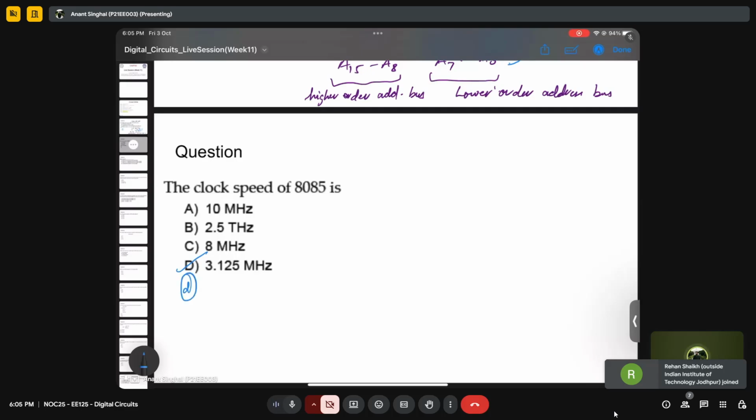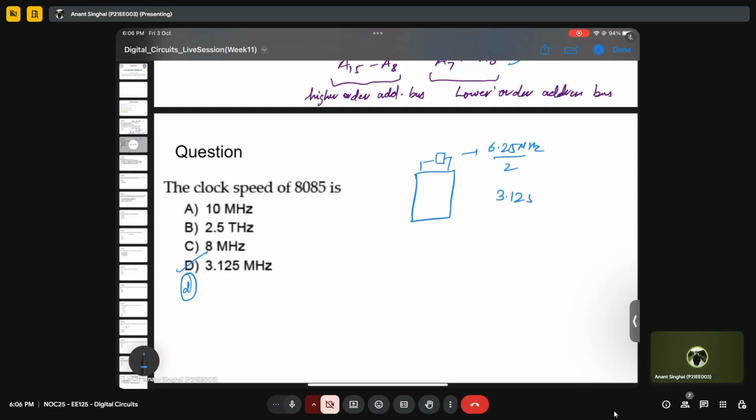We know that in the microprocessor we have a box and two different frequency clocks of 6.25 megahertz exactly, and they are divided into two. So we can operate between 3.125 and 6.25 megahertz. Any option would be the answer, but the option given is very precise, so option D is the correct answer. Okay, so I think we can move ahead.